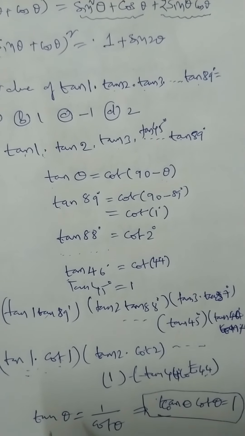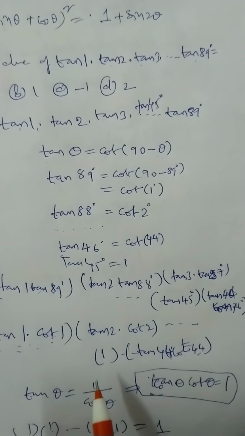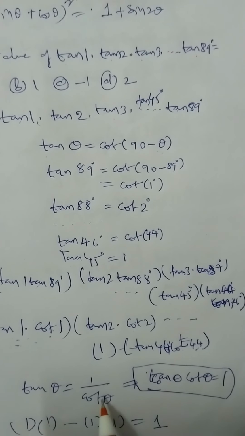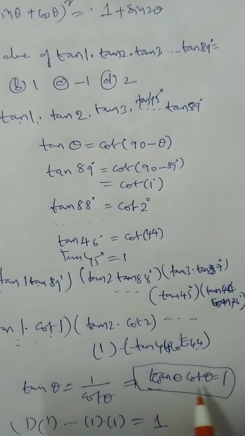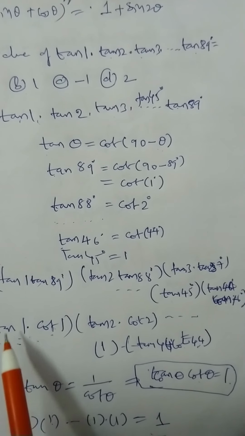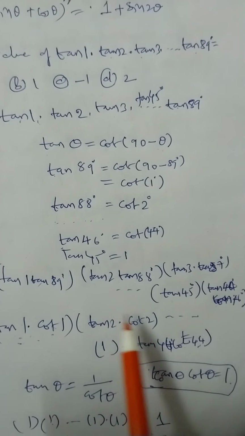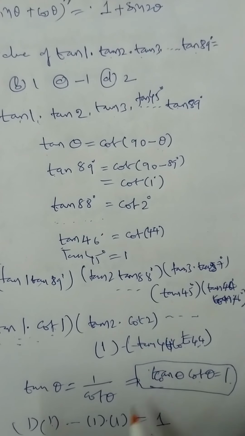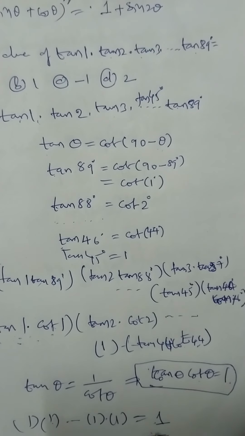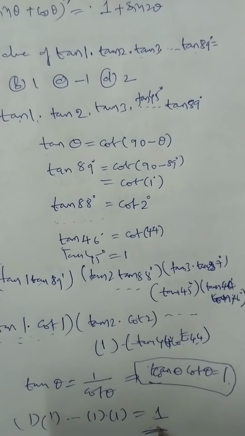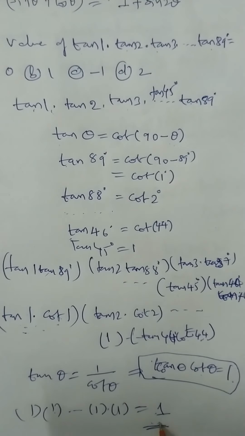We all know that tan theta is the reciprocal of cot theta, so tan theta into cot theta is equal to 1. So the first product is 1, the second product is 1, the third product is 1, and the last product is also 1. So the total value is equal to 1. I hope you understood this problem.